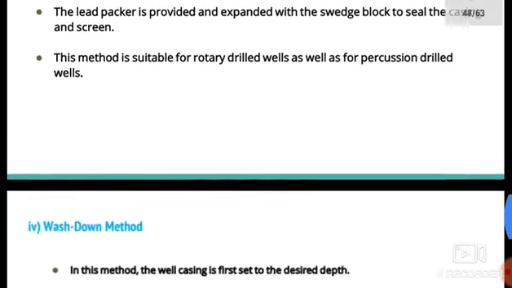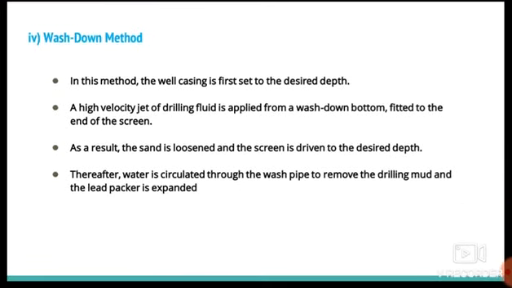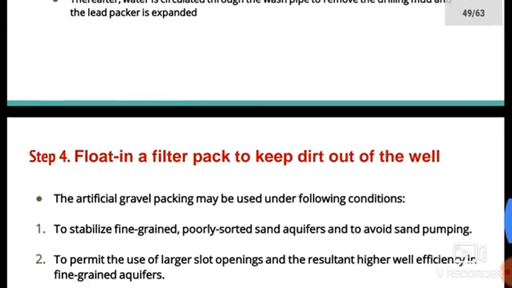The next method is the wash down method. In this case, instead of a bailer we will use a jet of water for removing the soil. So this is the difference between these two.